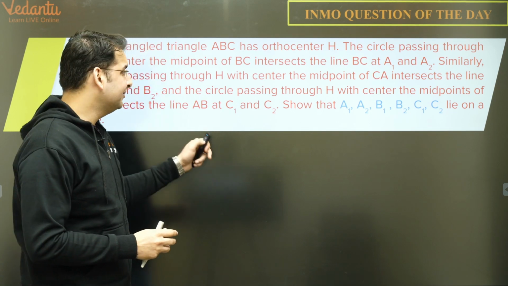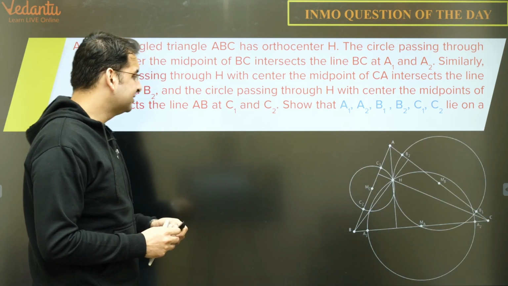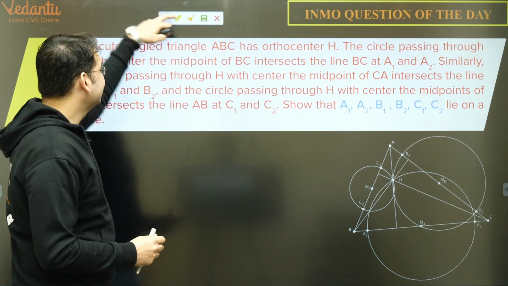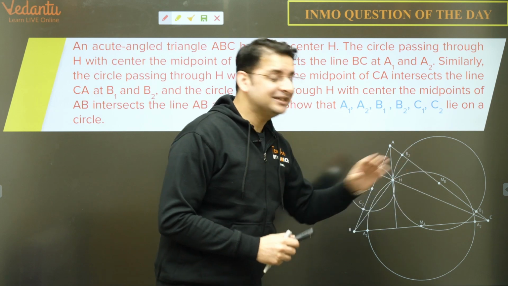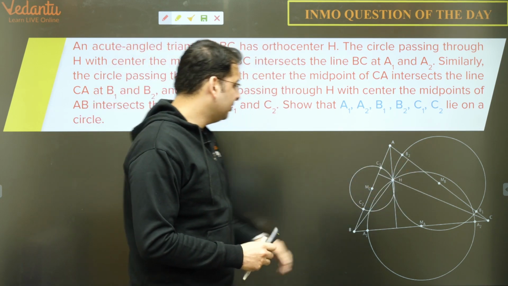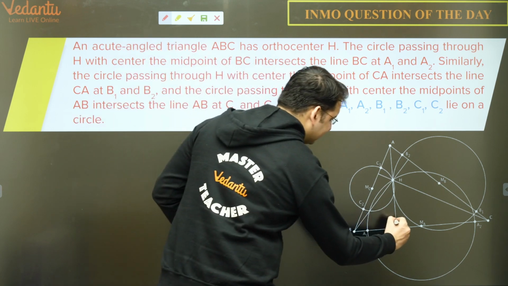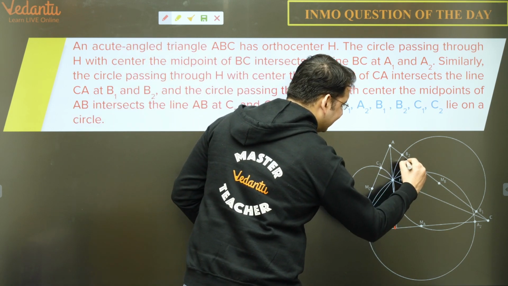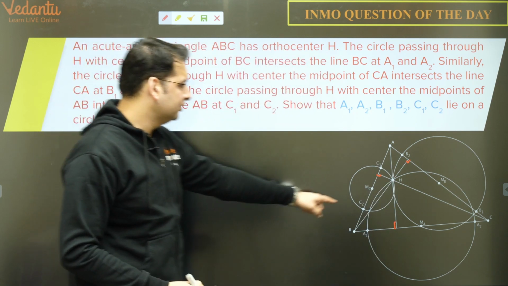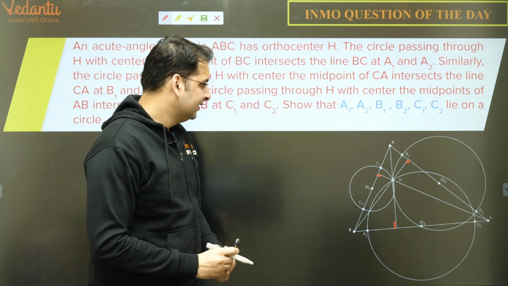If you've drawn the diagram, guys, the diagram looks something like this. ABC is a triangle. It seems to be an acute angle triangle. H is the orthocenter. So we have this 90 degree, this is 90 degree, and this likewise is 90 degree. The point of intersection is H.